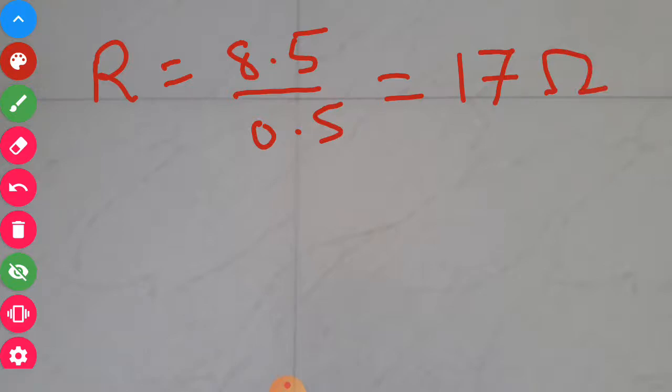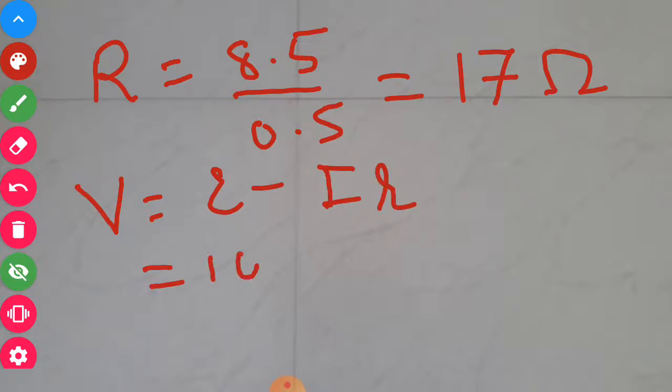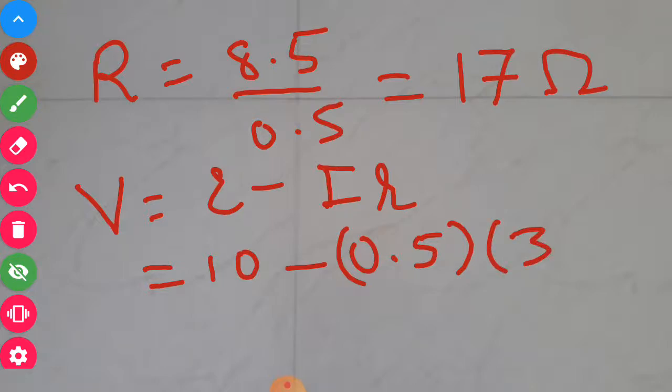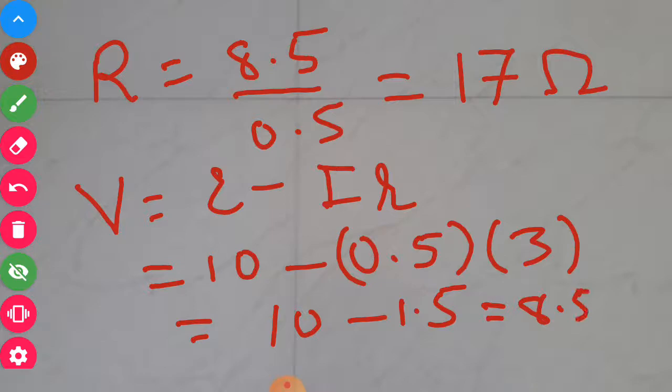Now terminal voltage, as you know, V is equal to E minus Ir. So electromotive force is given 10 minus I is given 0.5, and internal resistance is given 3 ohm. So 10 minus 1.5, so this becomes 8.5 volt.